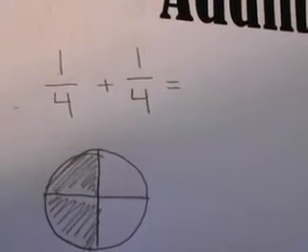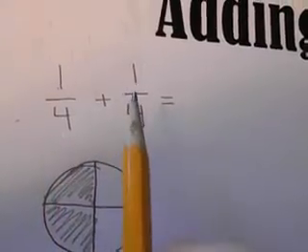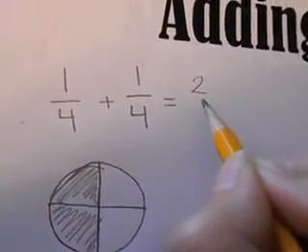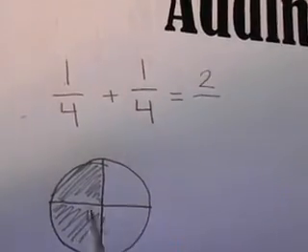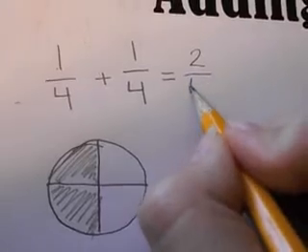Our second step is to add the numerators, which I said before. So 1 plus 1 is 2. We never add the denominators because that would change the number of pieces the circle is cut into. So in this case, it's just going to stay 4.